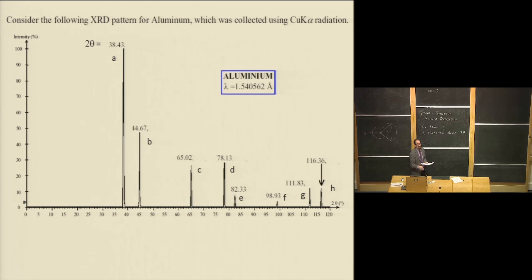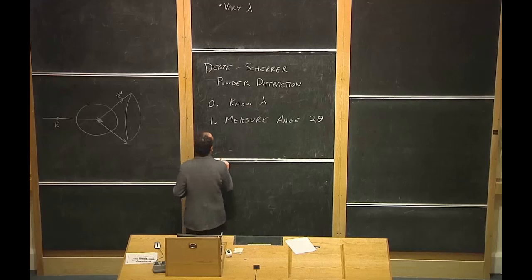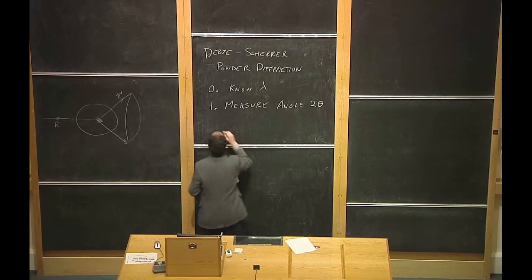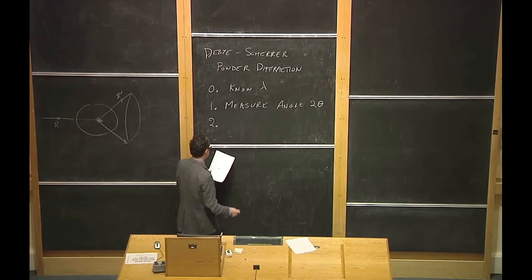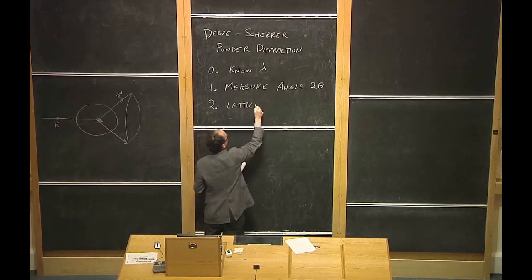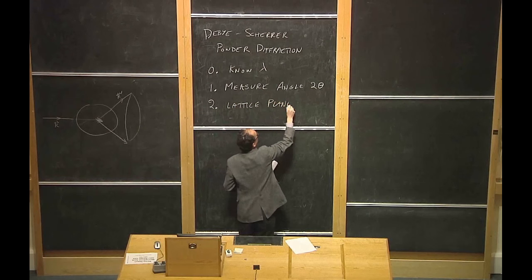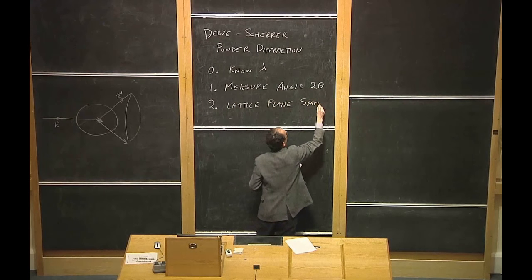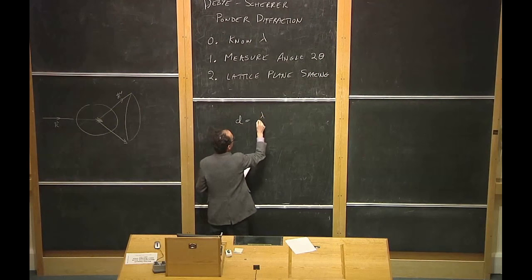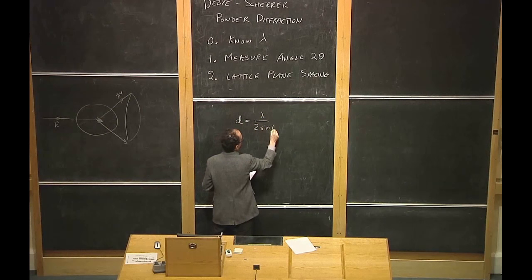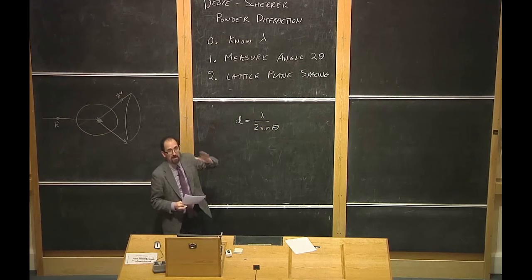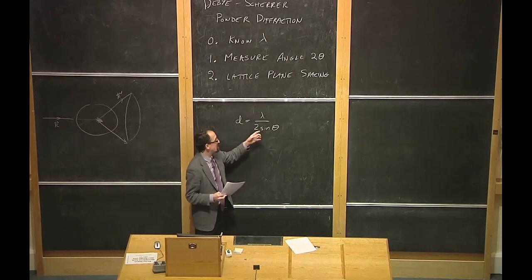Okay, for each scattering angle you measure, step 2: calculate the lattice plane spacing using Bragg's law, and that is d equals lambda over 2 sine theta. So for each scattering angle you see, that's representing a family of lattice planes with a spacing d equals lambda over 2 sine theta.